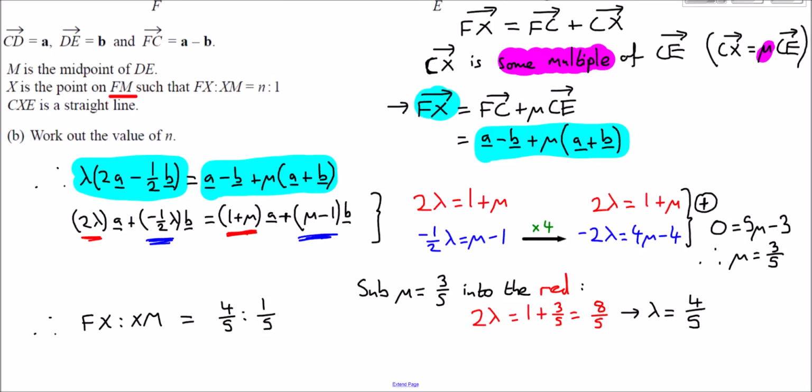So what we need to do here is to multiply both sides by 5. 4/5 times 5 is 4. 1/5 times 5 is 1. So fx to xm is 4 to 1. So in other words, fx to xm, because it's n to 1, n must be 4. So therefore, n equals 4. That was a nightmare of a question. That is definitely, I would say in my opinion, a grade 9 every single day.